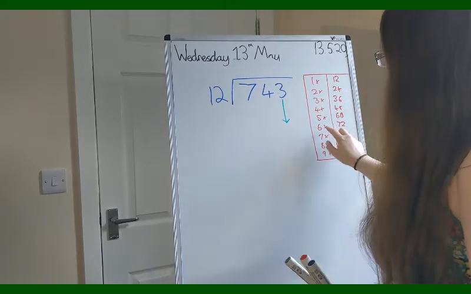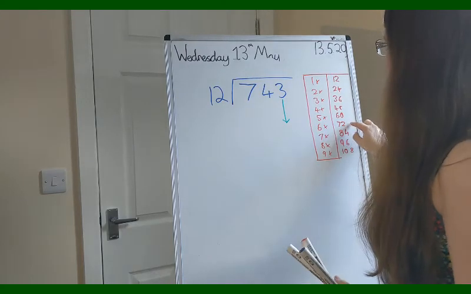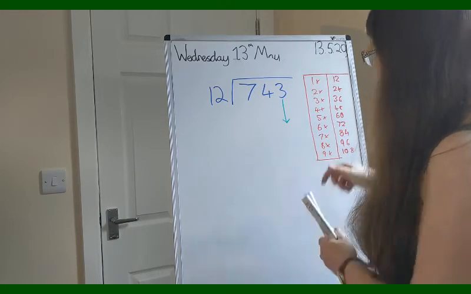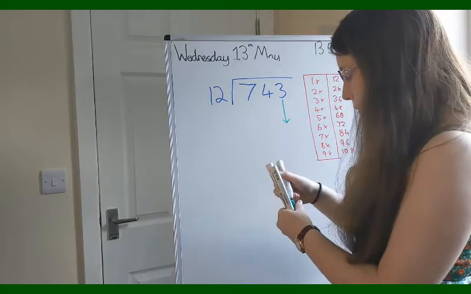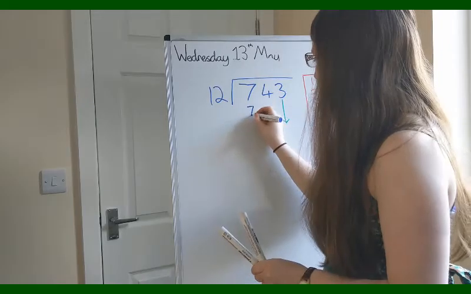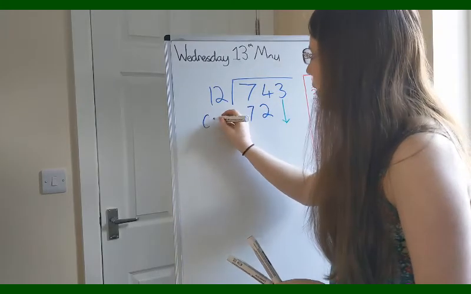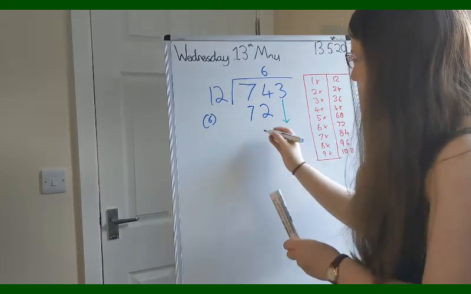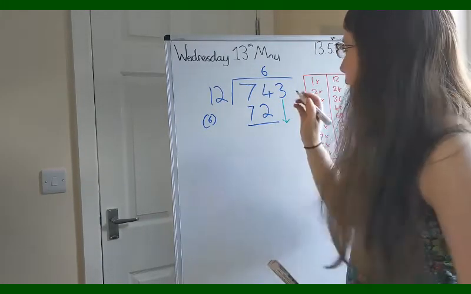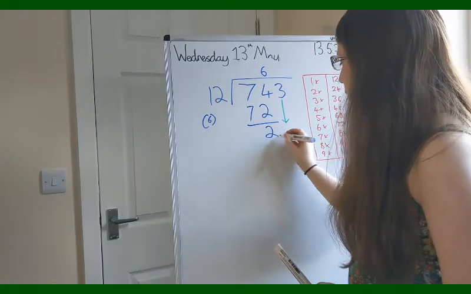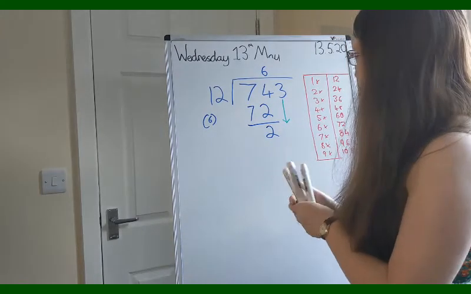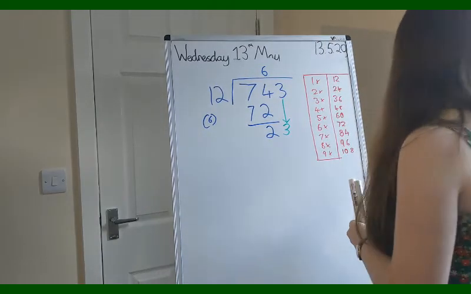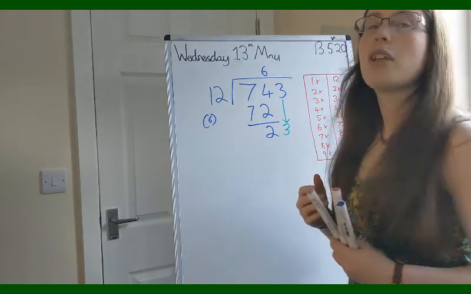So I want to know how many groups of 12 I can subtract from 74 tens. Looking at my coin grid, I know that I can subtract 6 groups of 12 from 74 tens. So I'm going to subtract 72, which is 6 groups. So my answer is going to go in my tens column. I'm going to do 74 take away 72, which is 2 tens left over. I'm going to bring my 3 back in, so I'm down to 23.